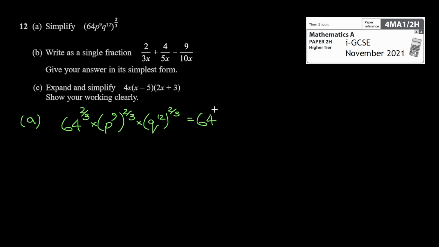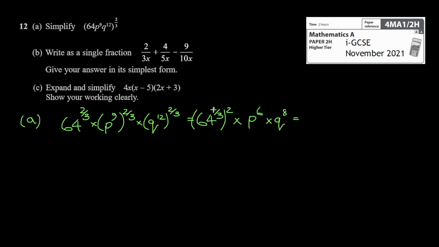64 times a third, which is then squared. I'll work that one out in a minute. These two are actually easier. P raised to the power 9, which itself is multiplied by 2 over 3. The 3 goes into the 9 3 times. 3 times 2 is 6. So this turns out to be p to the 6. Same here. The 3 goes into the 12 4 times, multiplied by 2. So this is multiplied by q to the 8.